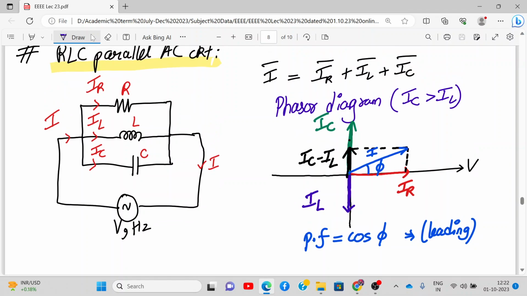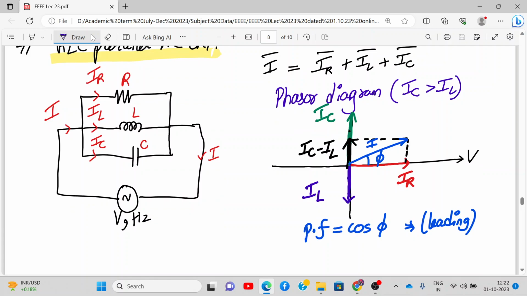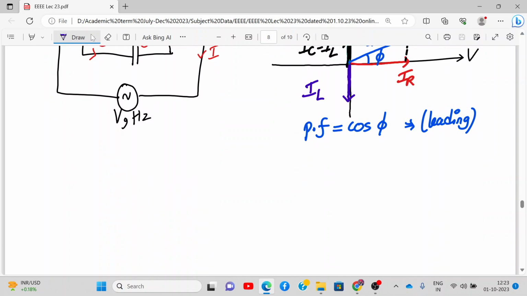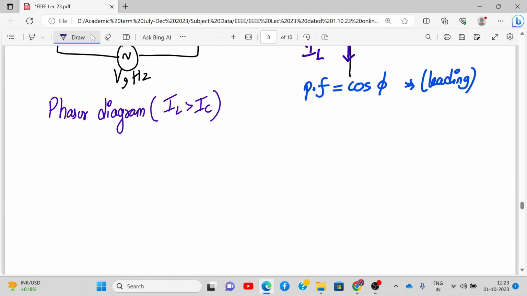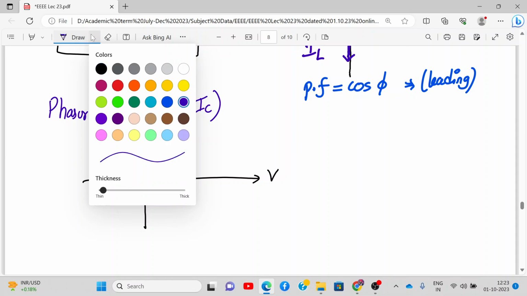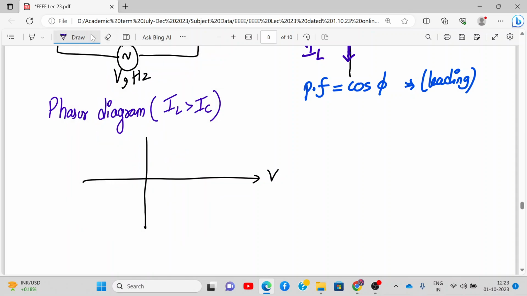So next we will draw the phasor diagram for IL greater than IC. Okay, great. Now I'll take the next case, phasor diagram where the circuit is inductive, that is IL is greater than IC. So again I take V as a reference. Now I know where IC will come. IC will be leading the voltage, right? So here is my IC. IL will be lagging the voltage by 90. So I'll draw IL, and IL is greater. So I'll draw a bigger IL.